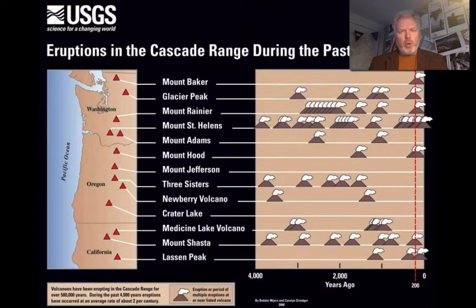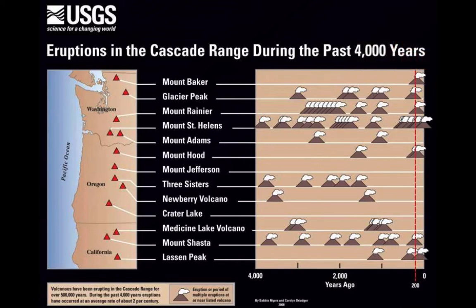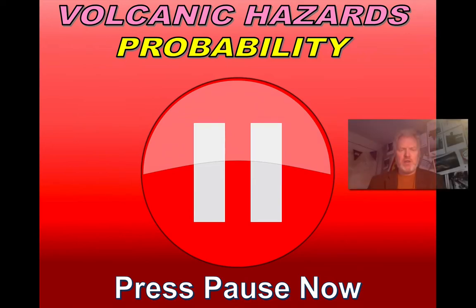So, what I want us to do is use this data to try and work out what we call the recurrence interval: how often it is, on average, between each of the eruptions in this range. So, what I'd like you to do now is press pause and have a go at the questions on page 13 of your theme booklets.